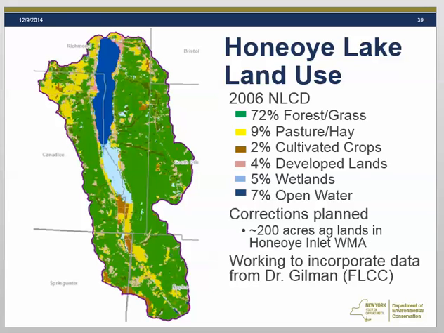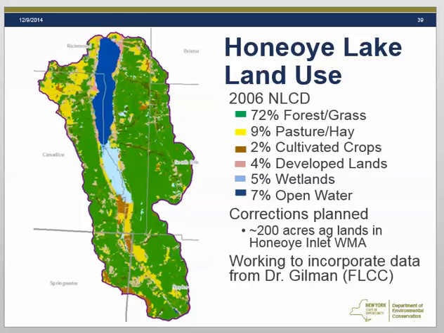Pasture and hay, shown here in yellow, makes up about 9%. Cultivated crops, or row crops, in brown, cover about 2% of the watershed. Developed lands are shown here in the pinks and reds. They cover about 4% of the watershed. Much of the development is around the lakeshore and some of the major roads. Open waters and wetlands, shown in the blues, make up the remaining 12% of the watershed.